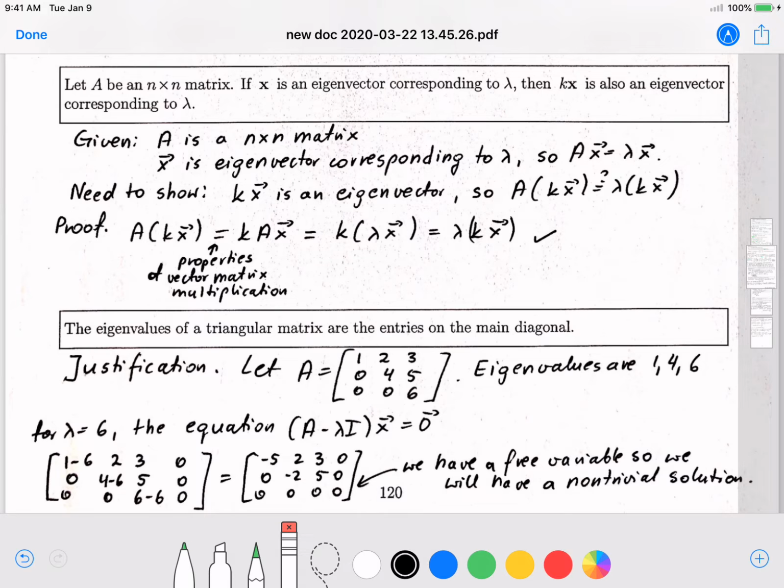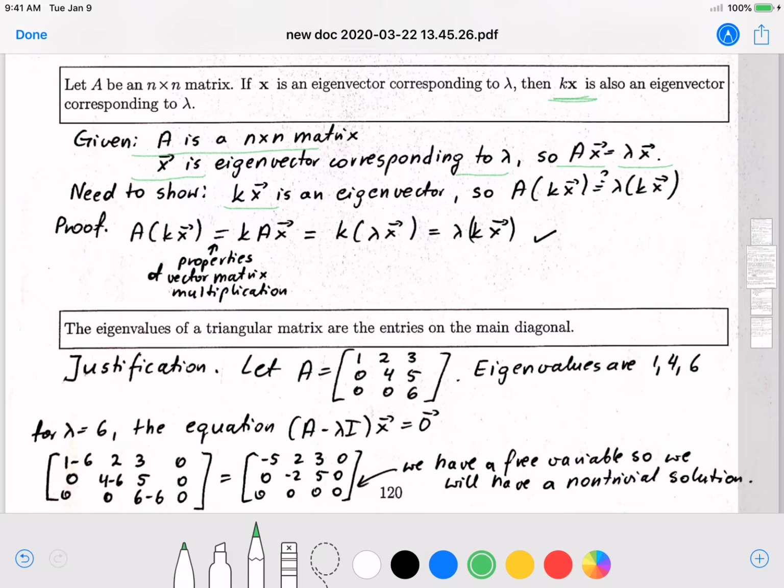So what is given? Given is my matrix A, an n by n matrix, and x is an eigenvector corresponding to the eigenvalue lambda. What does it mean that x is an eigenvector? By the definition, that means that A times vector x is equal to lambda times x. So what we need to show is that kx, a scalar multiple, is also an eigenvector.